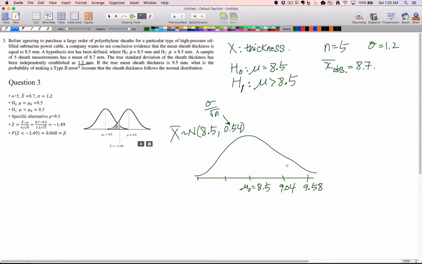Now, here's the problem. There's no alpha given, so you don't know where the critical region is. In order to compute a type 2 error, you need to know the rejection region and the non-rejection region, right? So, if the rejection region were to be somewhere over here, that will be the rejection region because our alternate hypothesis is greater than, it points to the right. The problem is we don't know what this value is.